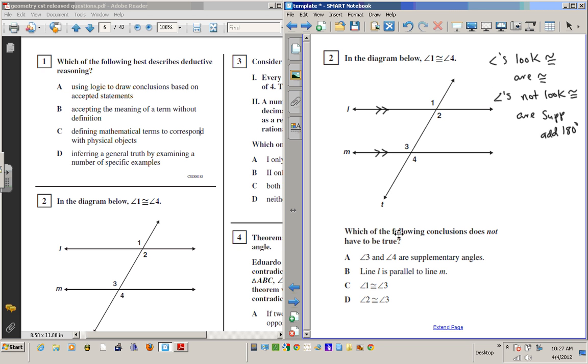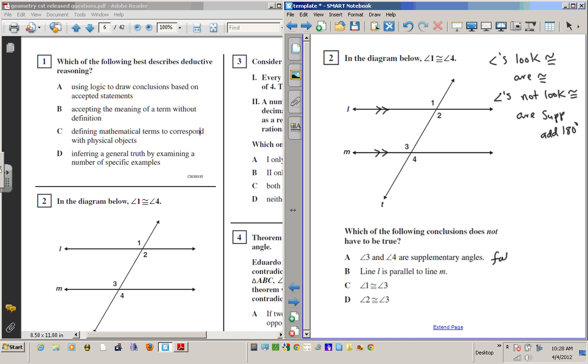All right, so what conclusion can we draw from here? I mean, which of the following conclusions does not have to be true? So angle 3 and angle 4 are supplementary. Even just by looking at this, do these two look like they add up to 180? If I break it down the center like this, both of them are obtuse angles. They're both bigger than 90 degrees, so if you add them up, your sum must be bigger than 180, so they cannot be supplementary. Okay, so angles 3 and 4 are supplementary angles.